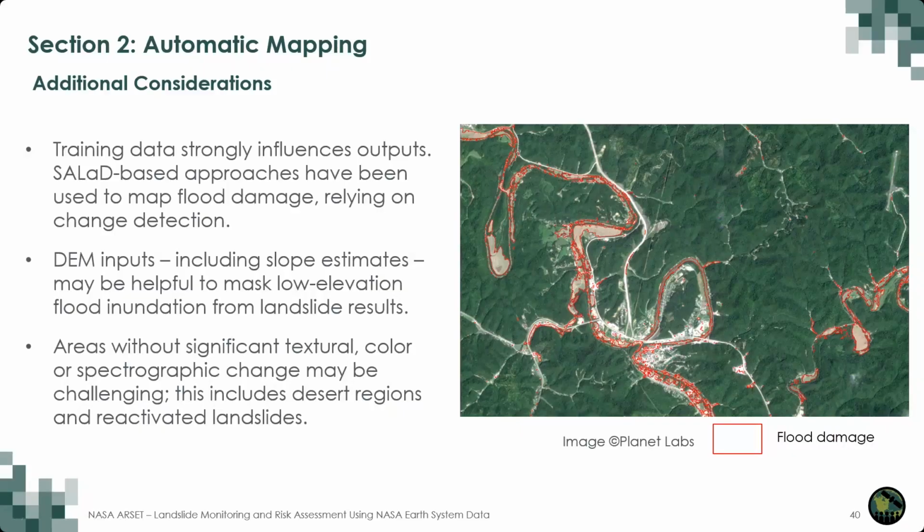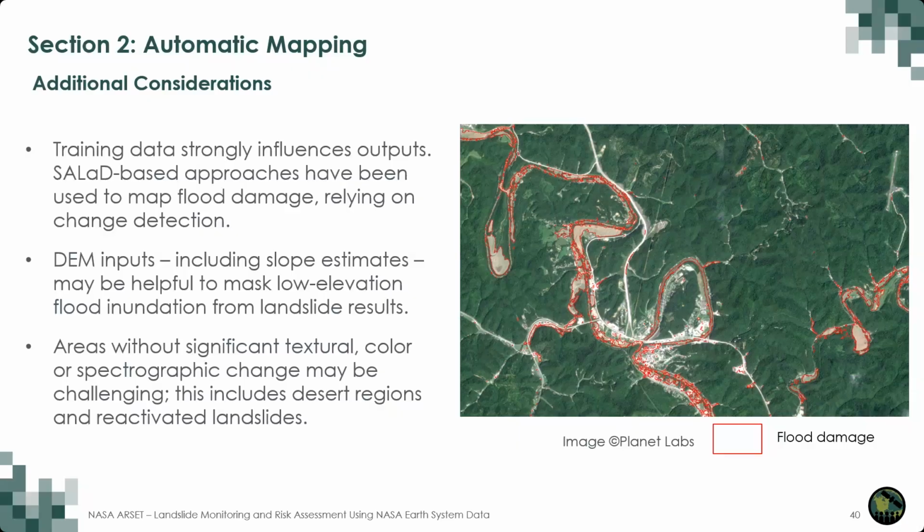The method that Pukar described, SALAD, has also been used to map flood damage, relying on change detection. Ultimately, this is looking at specific information about where rivers have changed or the damage as a result of high floodwaters. In some places, that can look similar to landslides, but ultimately not exactly identical. So again, whatever you feed into the model is going to strongly influence the outputs.